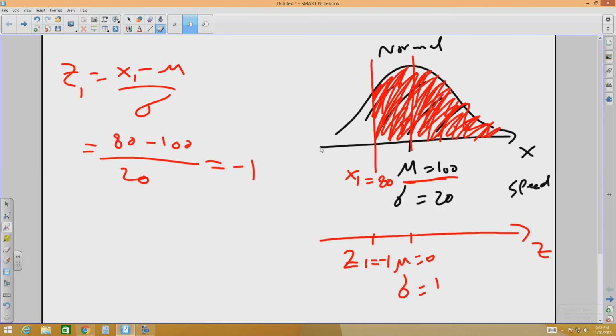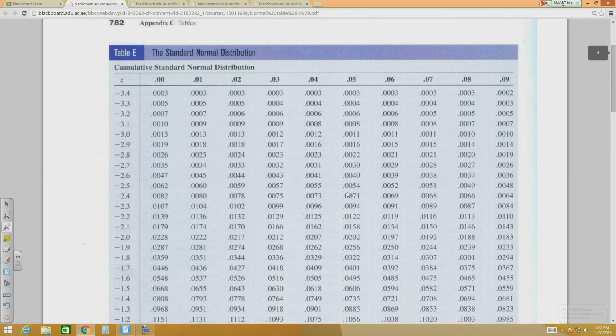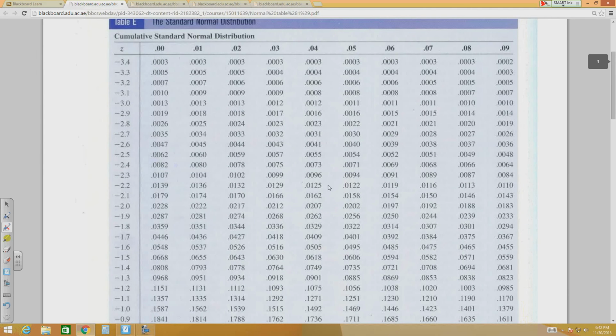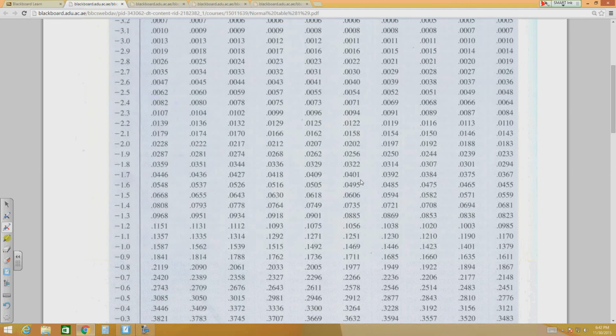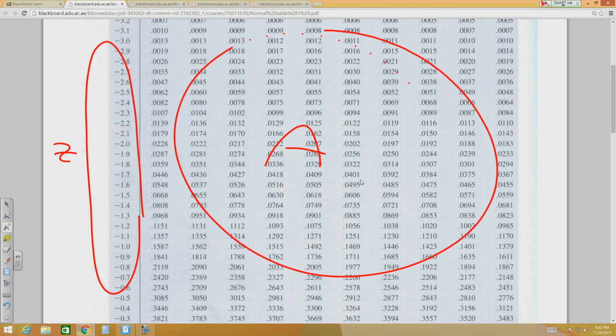So that means I can now go to the table and get the area. The area works with the table. The area works with Z. So where is minus 1? In general, this is the table for the normal distribution. The Z is going to be here, and the area is going to be in this part. So Z is equal to minus 1. Where is it? It's almost here. That's it. Okay, so Z is minus 1, and the area very simply is just right in front of it.